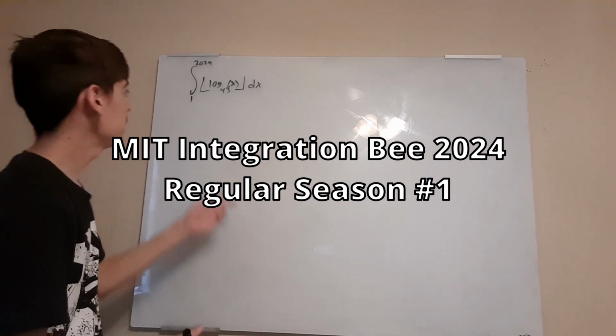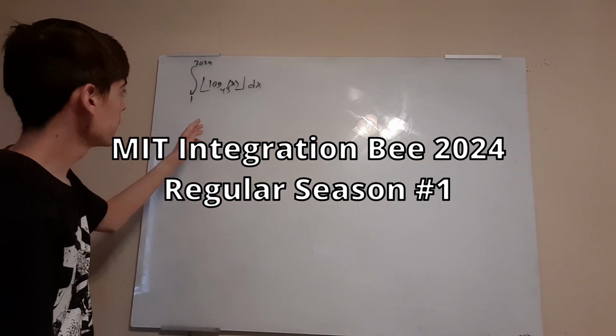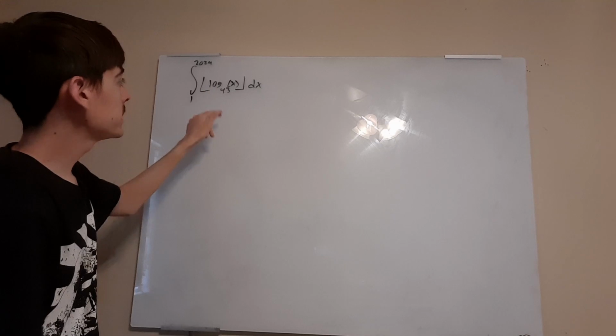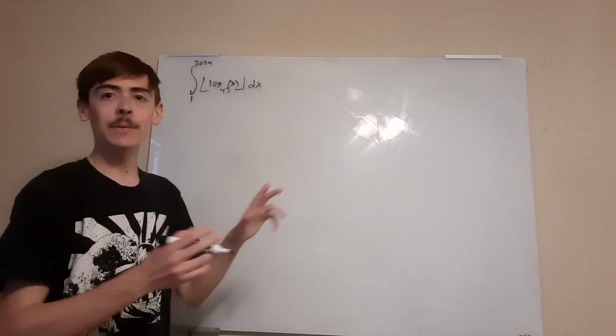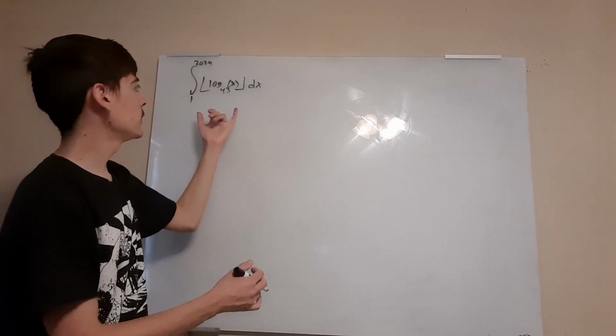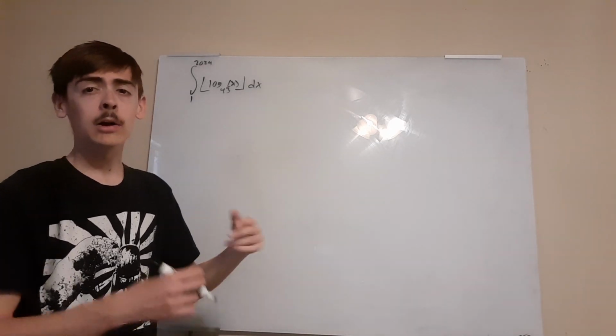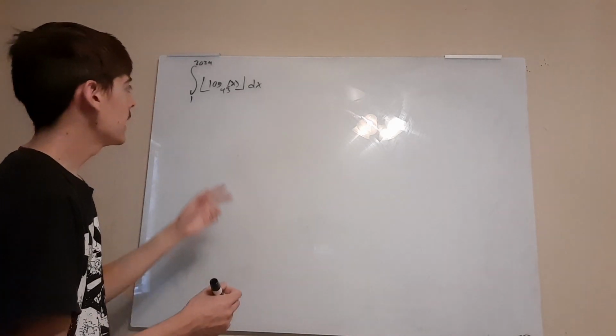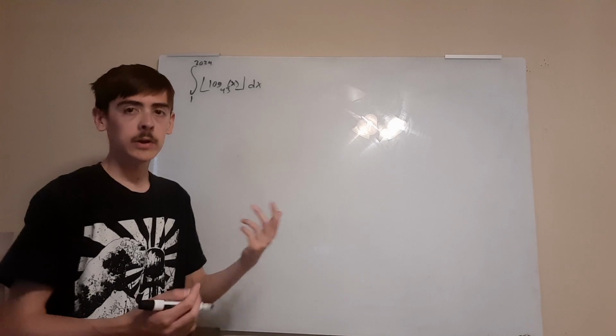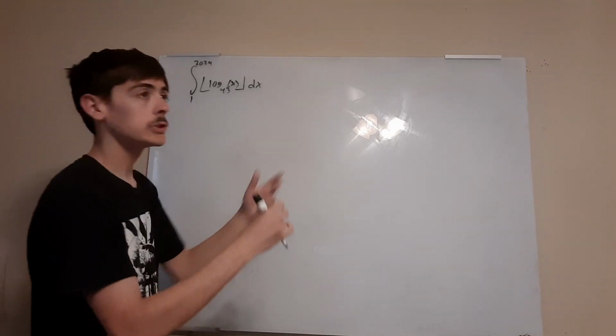Alright, today's integral, we have the integral from 1 to 2024 of the floor of log base 43 of x. Now this whole problem just looks really ugly. We've got the floor, we've got an unusual base log. What are we supposed to do? Now with a floor function, we know how floors work.